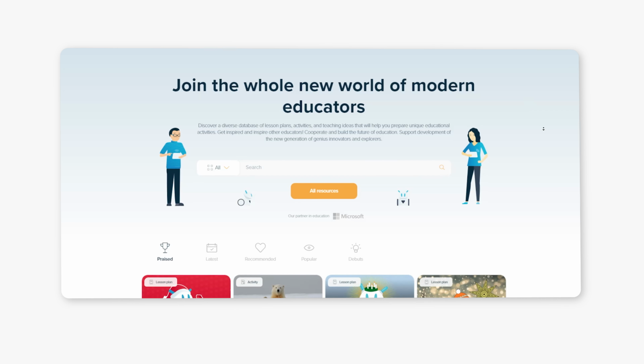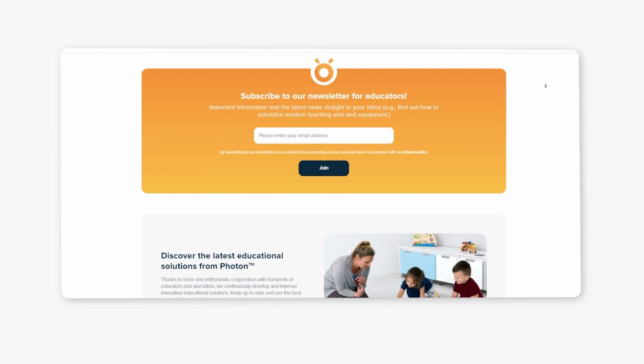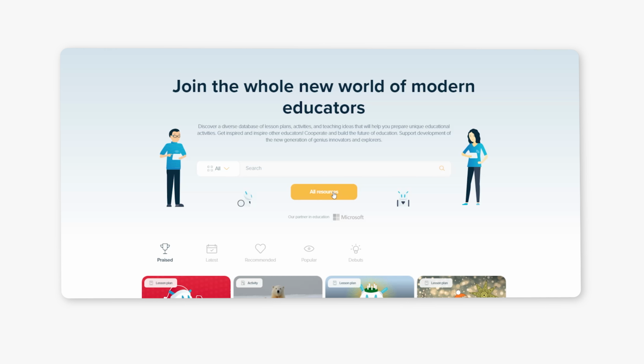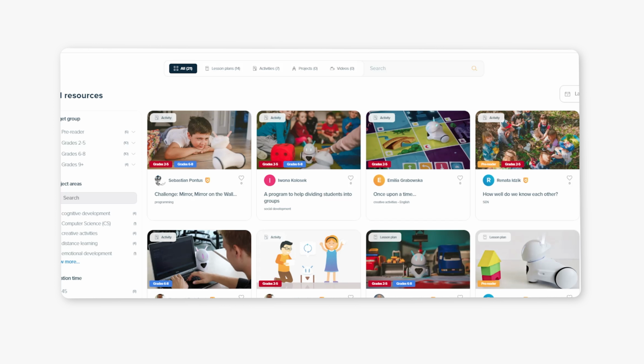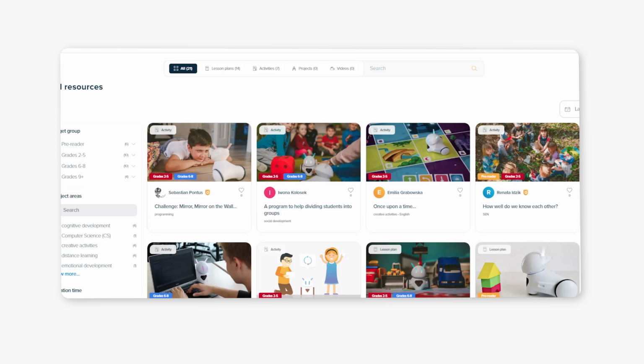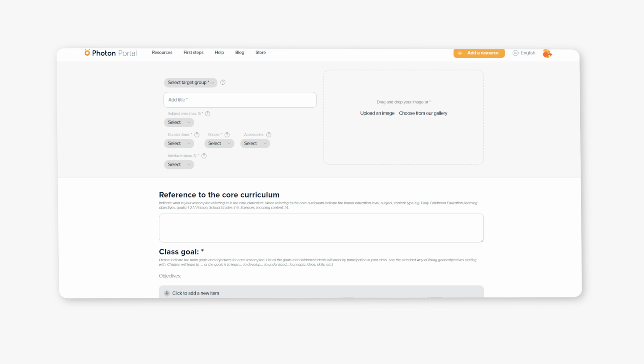There, you will also find inspiration for conducting classes with students of all ages. What's important is that the Photon team makes sure that all of the materials are easily accessible, so you're not going to waste time looking for what you need. Every teacher may also share their ideas on the portal by uploading their lesson plans. All of the materials on the portal are completely free.